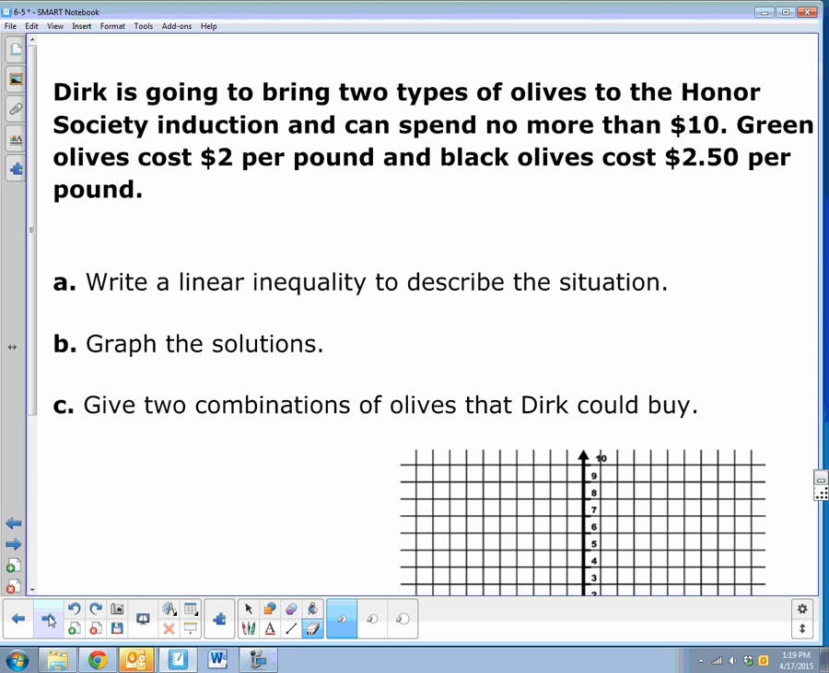I need you to write an inequality, a linear inequality, to describe that situation. Graph those solutions. Give 2 combinations of olives that Dirk could buy. And we're going to look at these when you get back to class. So have this ready. This will be a test to see who is actually watching this. Have this ready. We're going to look at those solutions when you get back.